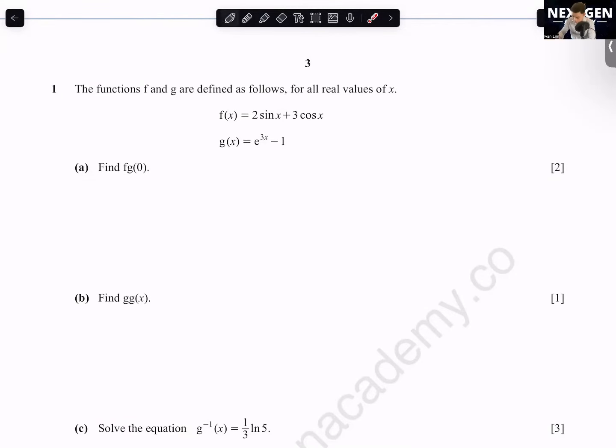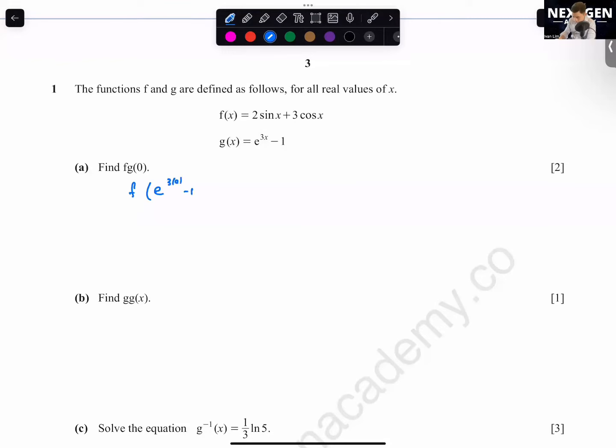Question one, the functions f and g are defined as follows for all real values of x. f(x) equals 2 sin x plus 3 cos x, g(x) is e^(3x) minus 1. Find g(0). Okay, this is chapter 1 already, easy chapter, right? So what is g(0)? I substitute in x as 0. What's e to the power of 0? 1, minus 1, will become 0. Then I substitute in 2 sin 0 plus 3 cos 0. Just type into calculator, you'll get 3.